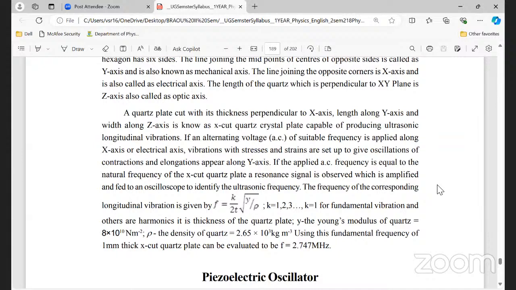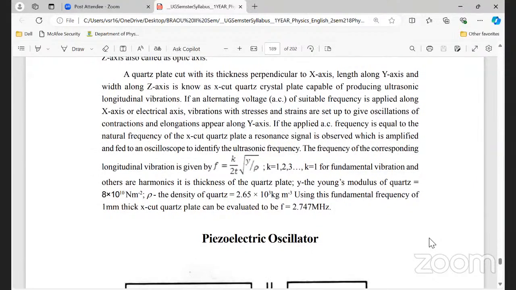In solid state physics, you can clearly read about the phenomena of what is an X cut, what is a Z cut, and what is a Y cut. So you can easily find it. Our aim is how to produce ultrasonics by using these crystals.